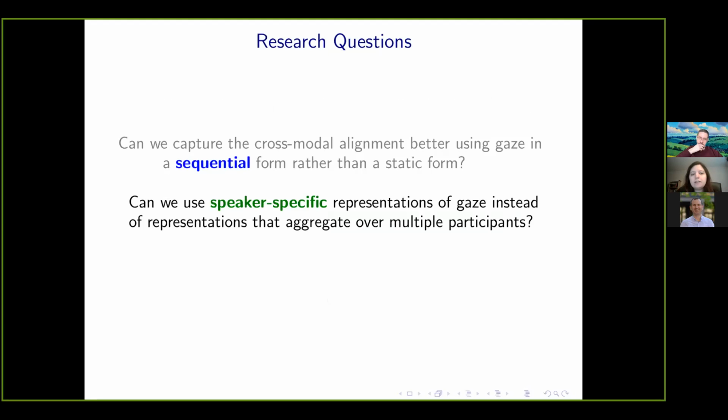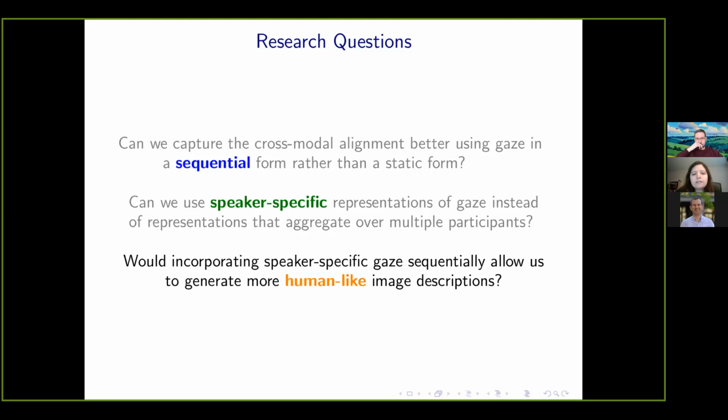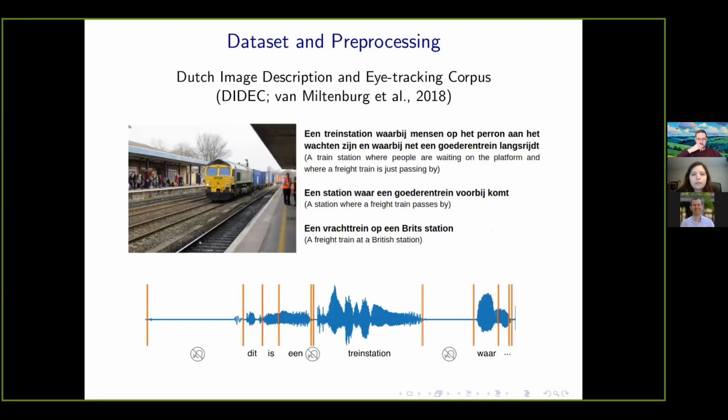And again, here we have this more fine-grained data, not aggregated in any way. And finally, we ask, would incorporating speaker-specific gaze sequentially allow us to generate more human-like image descriptions? So human-like here is about the semantics of the description and the sequence of the description, which I will tell you later.